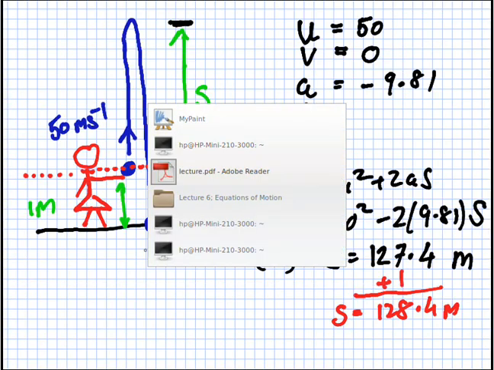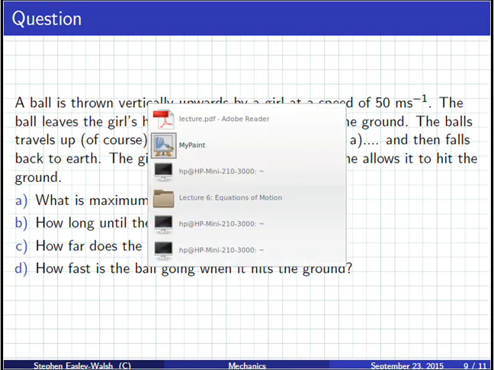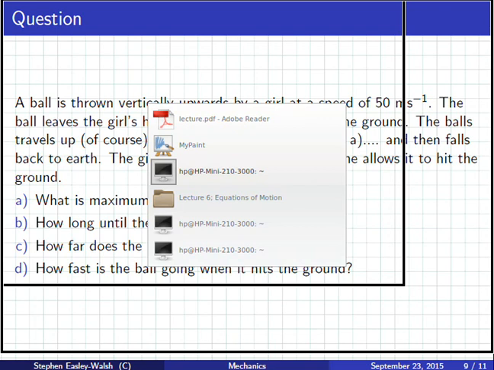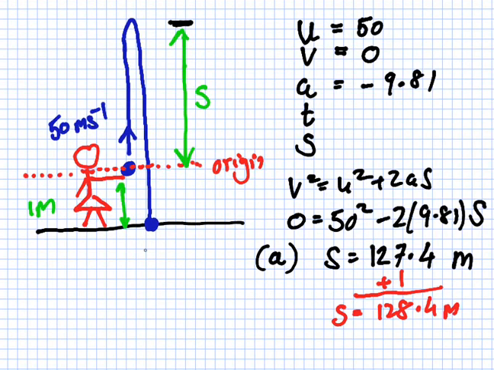Okay, what's next? How long until it hits the ground? How far does the ball travel? How fast does the ball go when it hits the ground? Okay, now I want to know how long until the ball hits the ground.